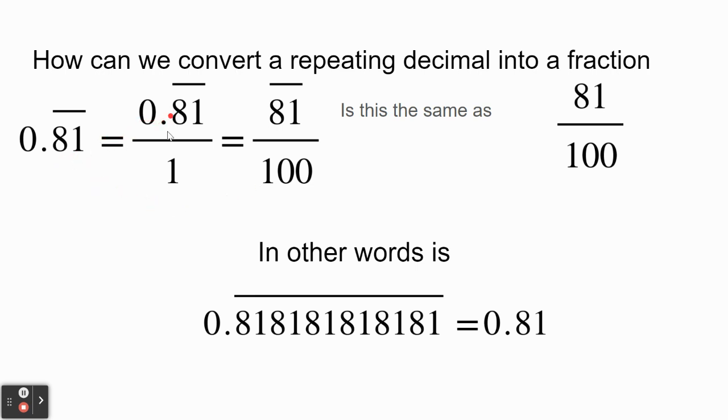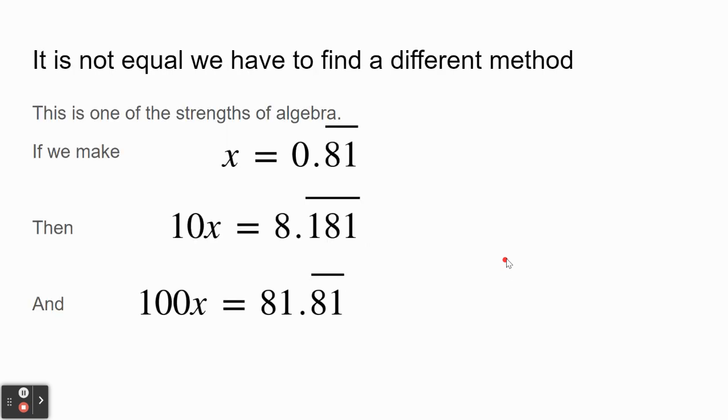0.81 repeating, if I put it over 1, that's 0.81 times 100 gives me 81 over 100, but is 81 repeating over 100 the same as 81 over 100? Or in other words, is 0.81 repeating the same as 0.81? And we know from last lesson, they're not, they're different. So we can't do it the exact same way. So we found a trick.